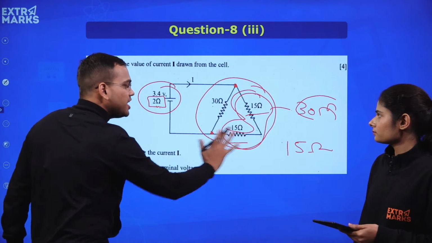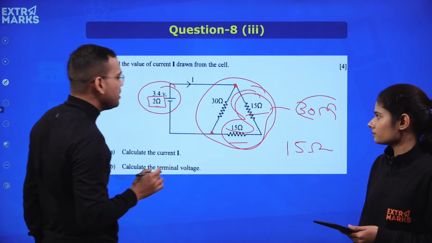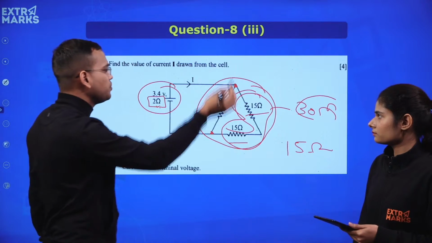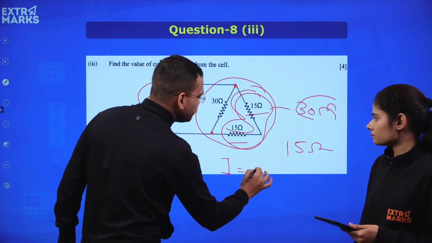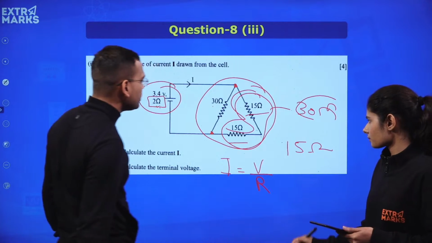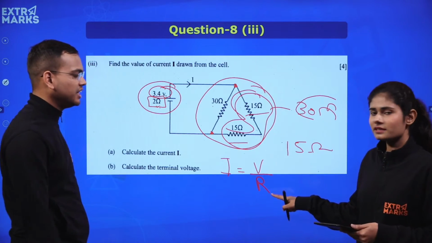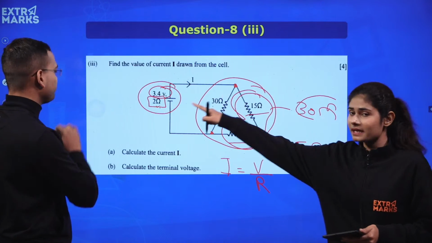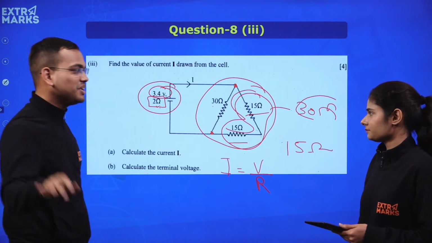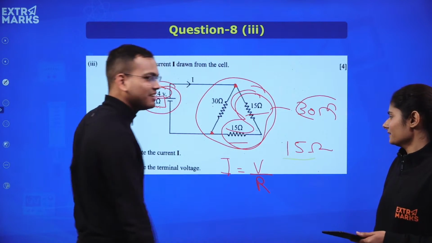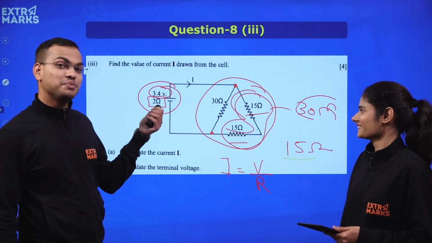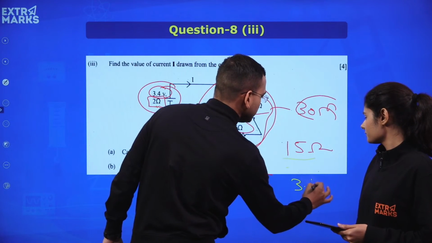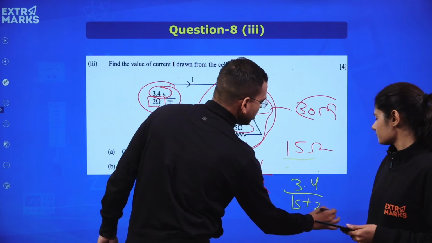Now if the equivalent external resistance is 15 ohm and internal resistance is 2 ohm, then the current that is flowing through it is I equals V by R. V is 3.4. Here R is the total resistance, that means you have to calculate the external plus the internal. Most of the students commit a mistake. They put just 15 here, and that's why their answer will be wrong. It has to be 15 plus 2, 17. So V is 3.4 divided by 15 plus 2, and then you will get the final answer.